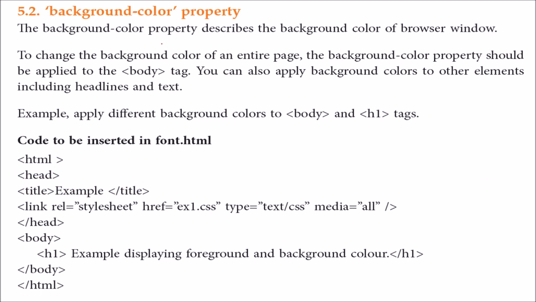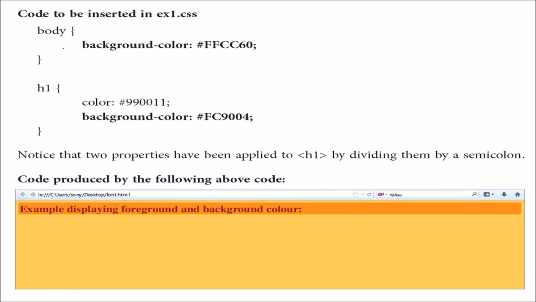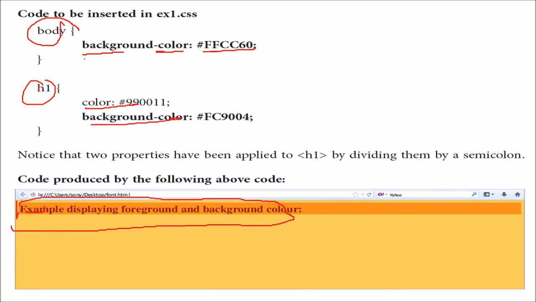The background color property is what you will find when the browser runs that web page, on the background. For that, everything remains the same, but for the body we have made background color equal to some color. It can be anything. And the heading one text will have this color, and the background color will be this background color, right?